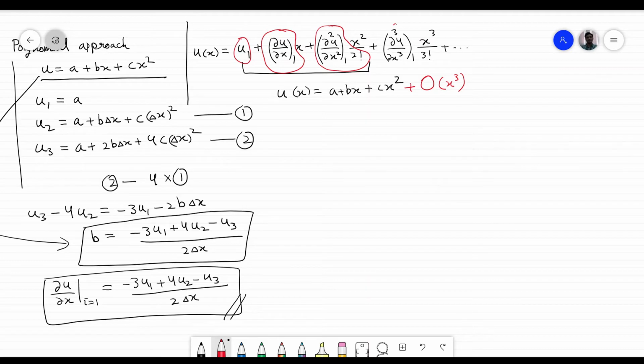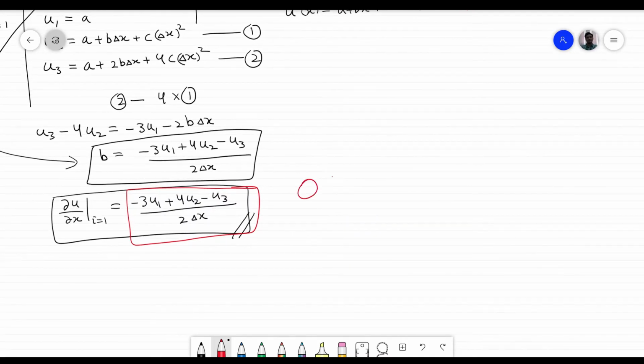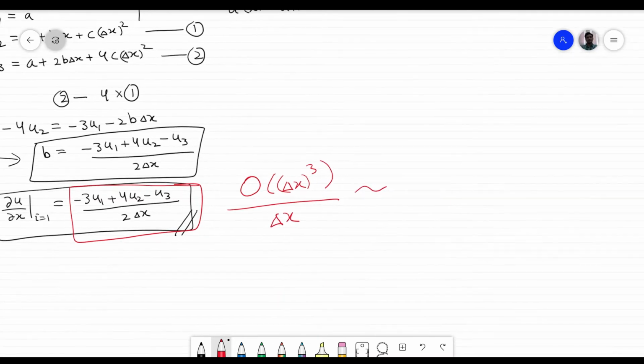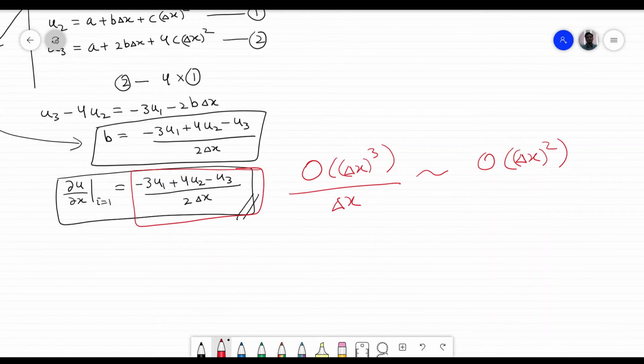Therefore the derivative which we got here, because it has 2 delta x in the denominator, the numerator is order delta x cube and there is a denominator delta x, so this becomes order delta x square. This is the order of error that we have while approximating dou u by dou x at i equal to 1 with the expression on the right hand side.